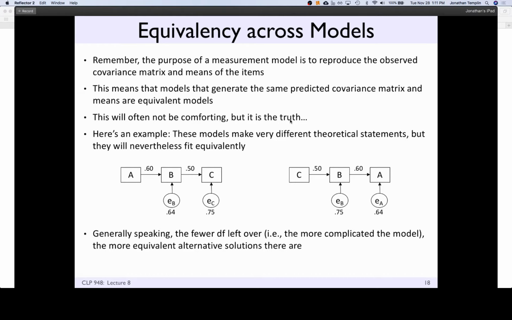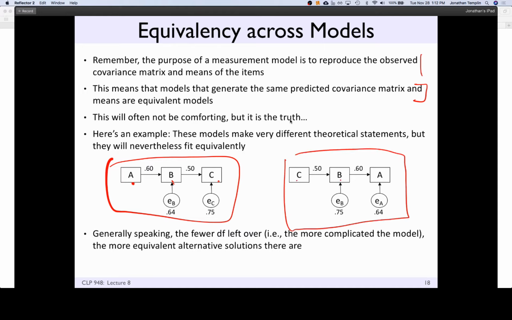Now, there are certain equivalencies across models, which is going to make your head hurt even more. So what we're doing is reproducing the covariance matrix and means of the items. That means that models that produce the same version of predicted covariance or means are going to be equivalent models. And here's an example, right? Imagine you think A predicts B and then B predicts C. Well, this model gives us the same estimates as this model, C predicting B and B predicting A.